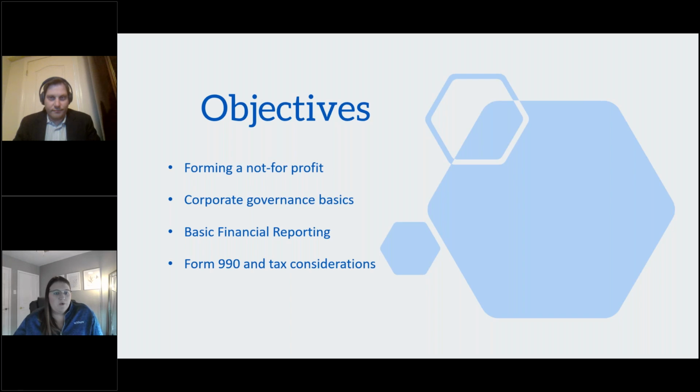From there, we'll go into some corporate governance basics, just to give you some good information on best practices within the industry. We'll move along to some basic financial reporting, just to ensure that you have what you need to jumpstart looking into your organization's financials and understanding them. Then we'll finish up with Form 990 and some various tax considerations.